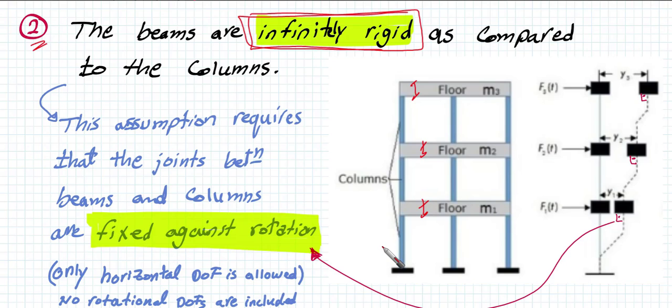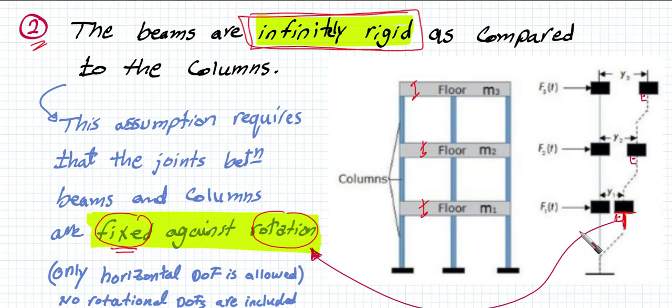What is the meaning of infinitely rigid here? This assumption requires that joints between beams and columns are fixed against rotation. Okay, what does it mean? How will it help us in our derivation of the equation of motion? This implies two main things. Number one, whenever we assume that the joints are fixed against rotation, this means that, as you can see here, the relation between the column and the girder is always going to be perpendicular.